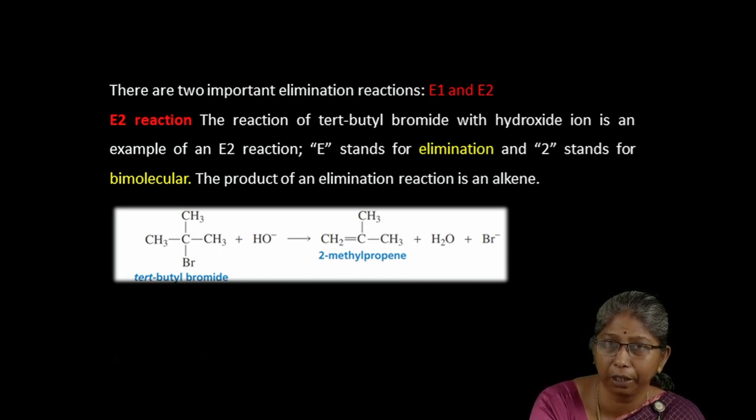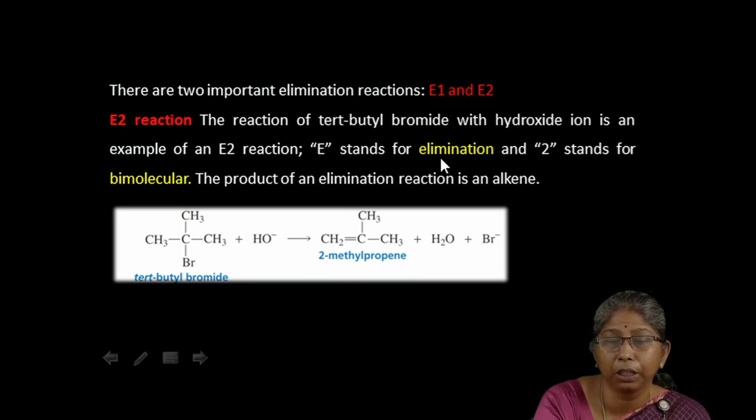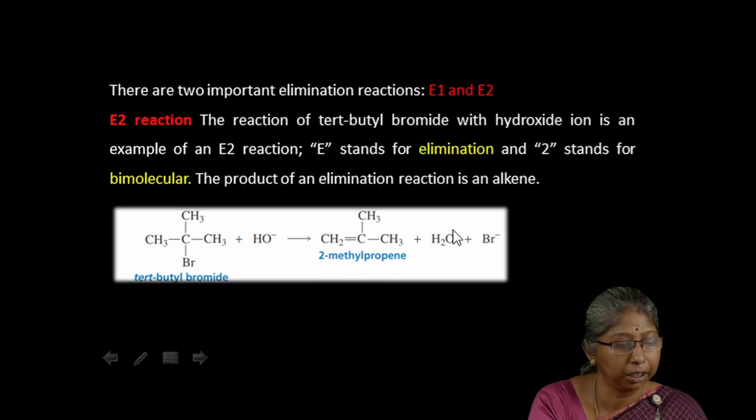First we shall see the E2 reaction, which is a concerted reaction that takes place in a single step, with second order kinetics. E stands for elimination and 2 stands for bimolecular, so it is a bimolecular elimination reaction. The example I have taken is tertiary butyl bromide in the presence of a strong base. The hydrogen ion from the beta carbon and the halide ion are removed, and we get 2-methyl propene, with water as a product and the bromide ion given out. This is an example of an E2 reaction.